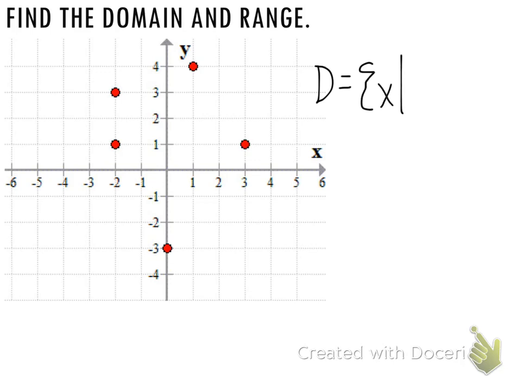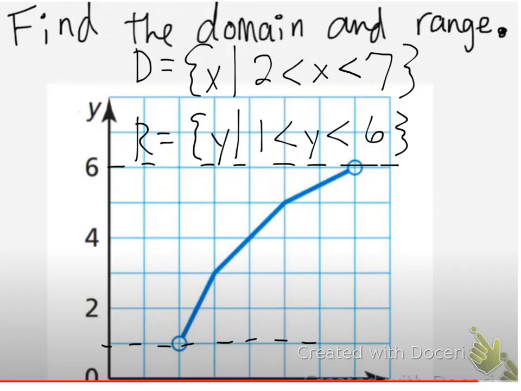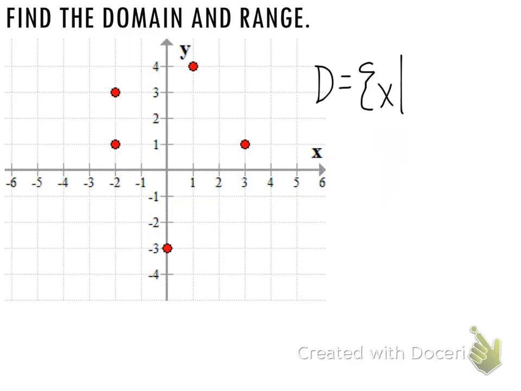Do we have a line or a curve here, or just a bunch of ordered pairs? Just a bunch of ordered pairs, right? So is it going to be some inequality that's representing my domain and range? No, I'm going to be able to list just my x values and just my y values like we did yesterday. Okay?